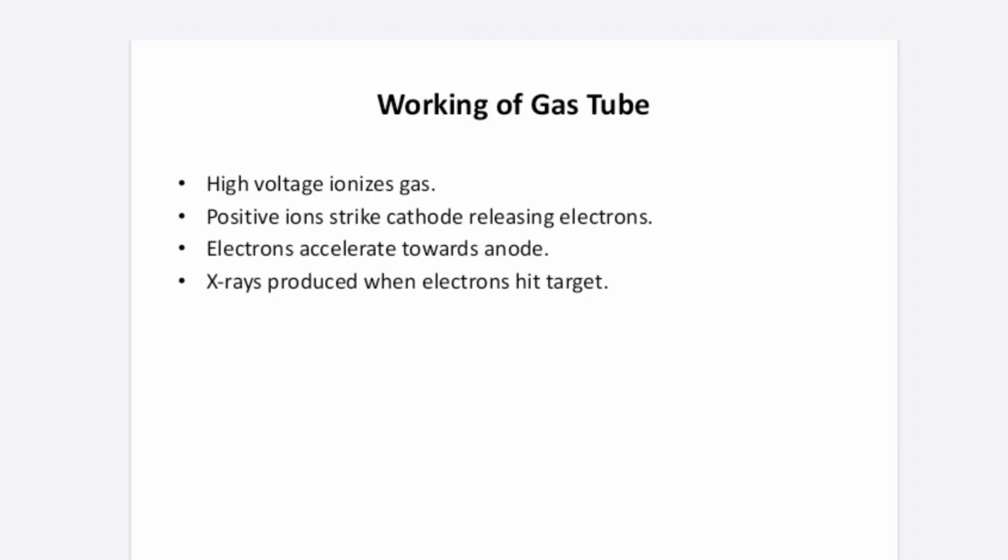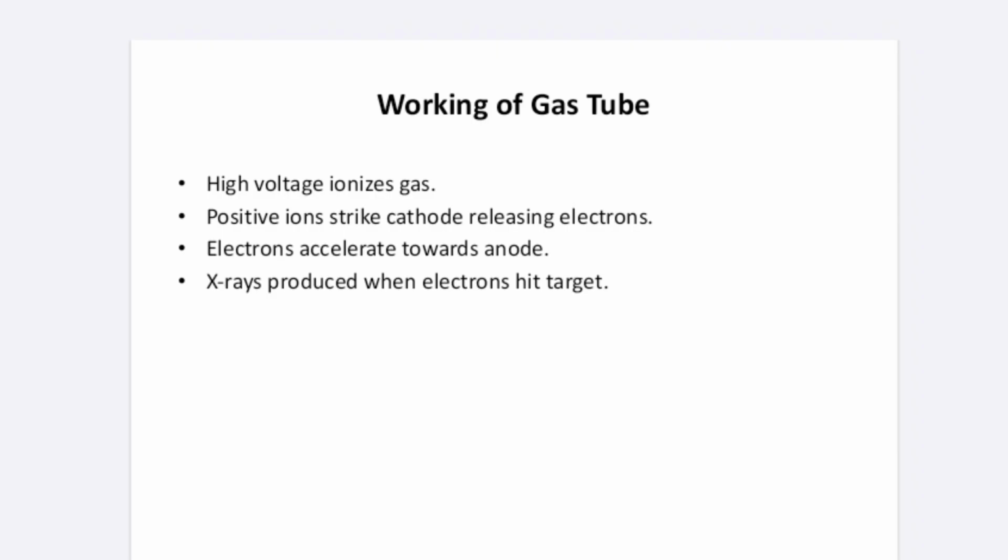Next is the working of a gas tube. High voltage ionizes the gas, and the positive ions strike the cathode, releasing electrons. The electrons accelerate towards the anode, and X-rays are produced when electrons hit the target. In a gas tube, a small residue of air is left in the tube itself. When a high potential is applied between the cathode and anode, the air inside the tube is ionized and electrons are produced.